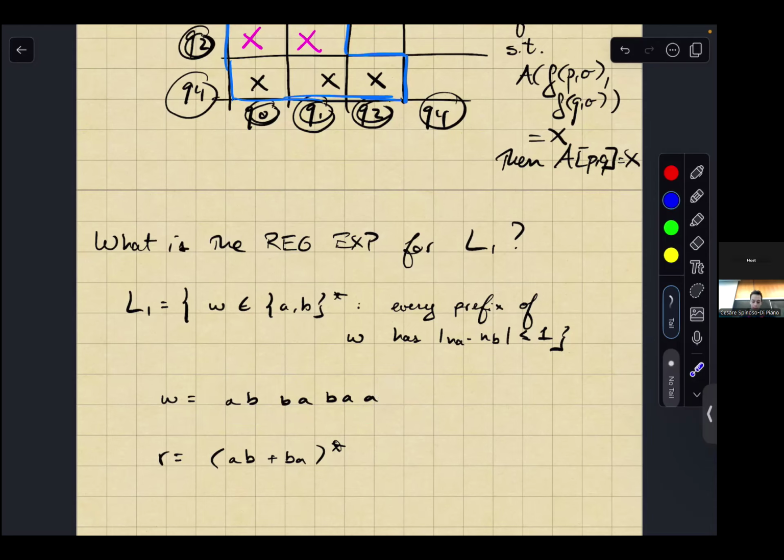So that tells me that when I finish, I can either just stop after interchanging ABs and BAs, or I can end with an A, because then I just have a +1 at the end, or I end with a B, then I have -1, or I just end with epsilon. So there are three options for the end: A, B, or epsilon. And that's the regular expression.